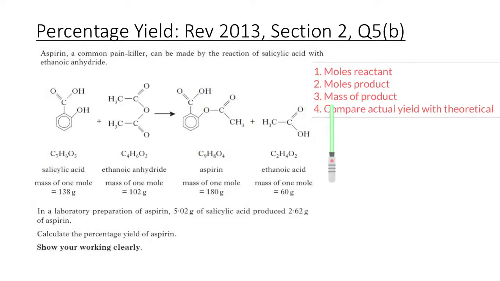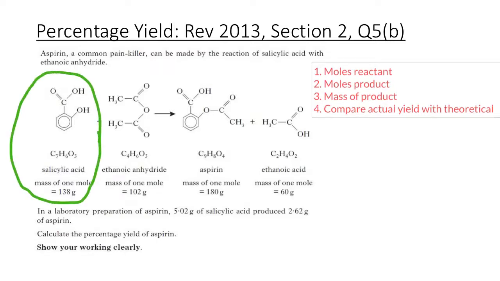There are 4 steps to this question. The first 3 you have been doing since Nat 5. We're going to get the moles of the reactant they've asked us about, which is the salicylic acid. They've told us that there's 5.02 grams of salicylic acid. So we'll calculate the moles of the salicylic acid. Then we will use our balanced equation. Now happily it's 1-to-1 in this equation. We'll then calculate from that the moles of aspirin. Then we calculate the mass of our aspirin.